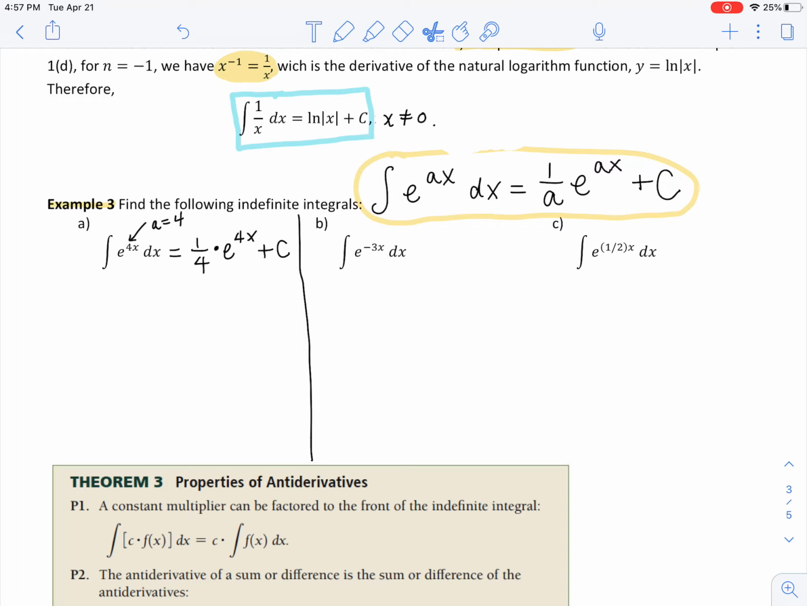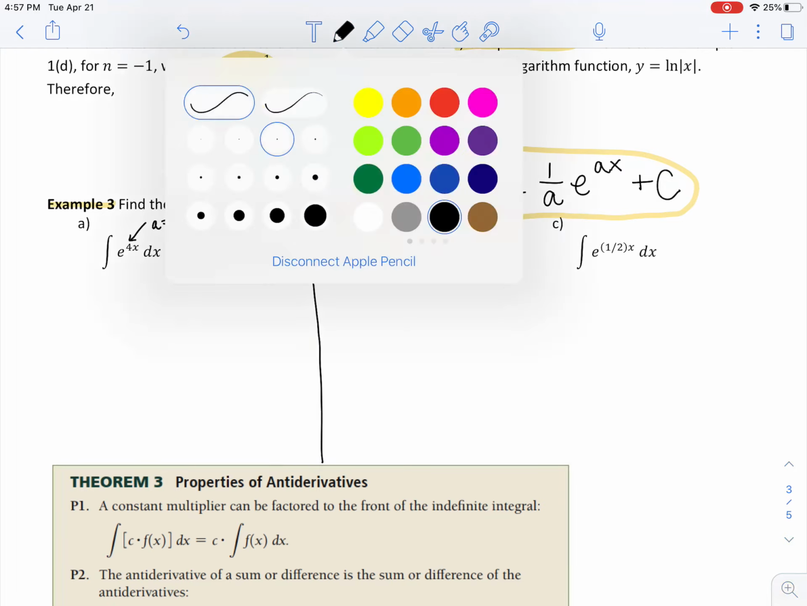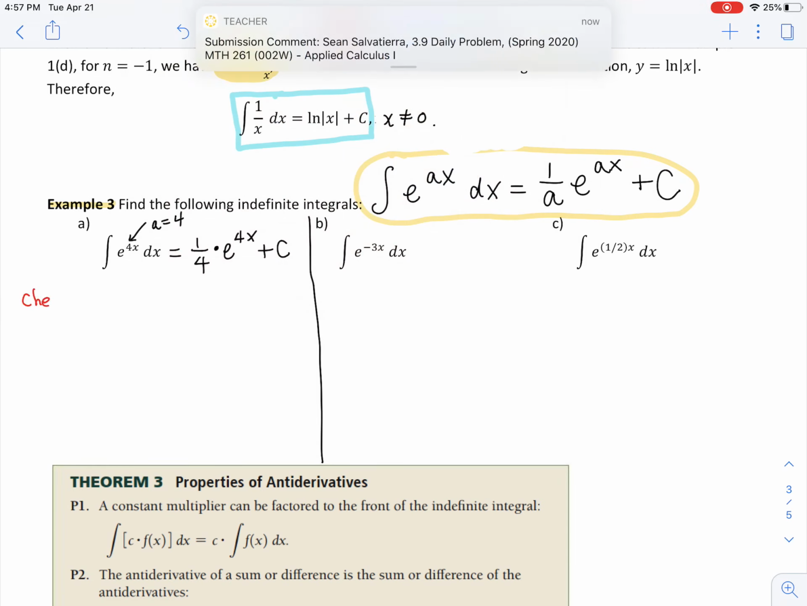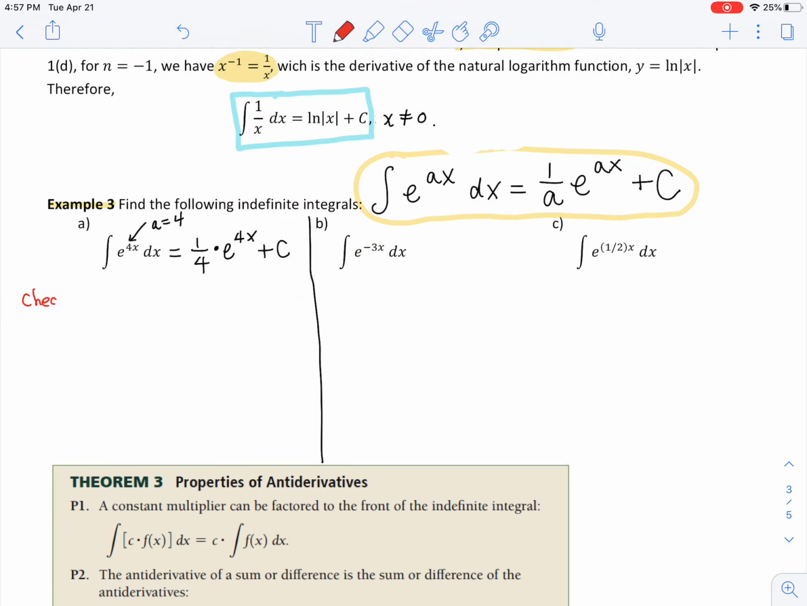So if you take the antiderivative of this expression, that's going to be 1 over what? 1 over 4 times e to the 4x power and then plus c. So just by using the exponential rule, I was able to find the antiderivative. But let's try to check this. Find the derivative of 1 over 4 times e to the 4x power plus c with respect to x.